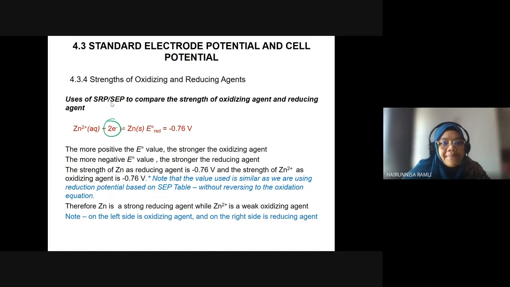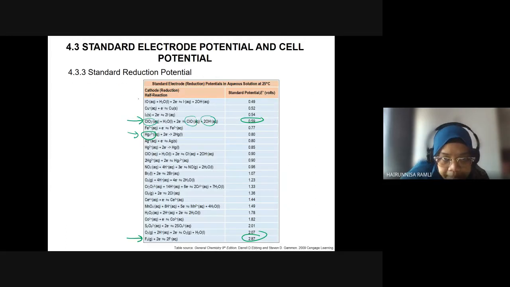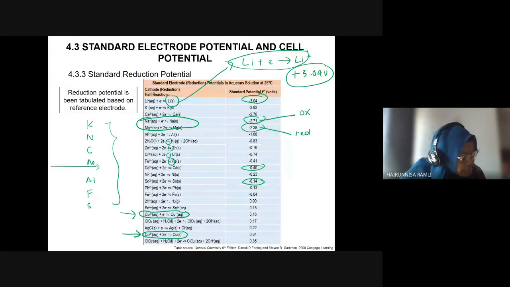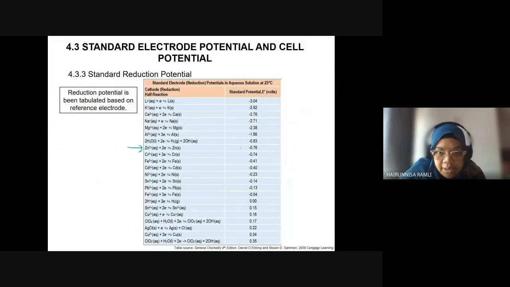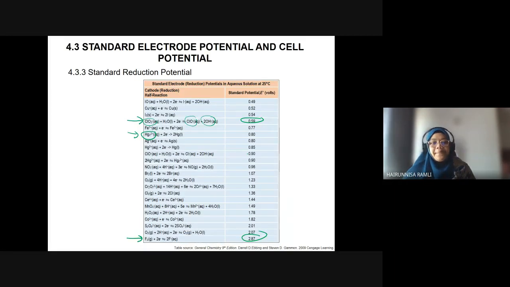Okay, tengok kat sini ya. Zinc 2 plus, plus 2 electron produce zinc kan. Okay, E not RED, reduction eh. Maksudnya E not dalam bentuk reduction. The value is negative 0.76. You salin je balik. Okay, tengok betul tak? Mana zinc? Okay, this is zinc. Betul lah kan? You salin balik je kat sini. Zinc 2 plus 2E zinc, value reduction dia is negative 0.76 eh.